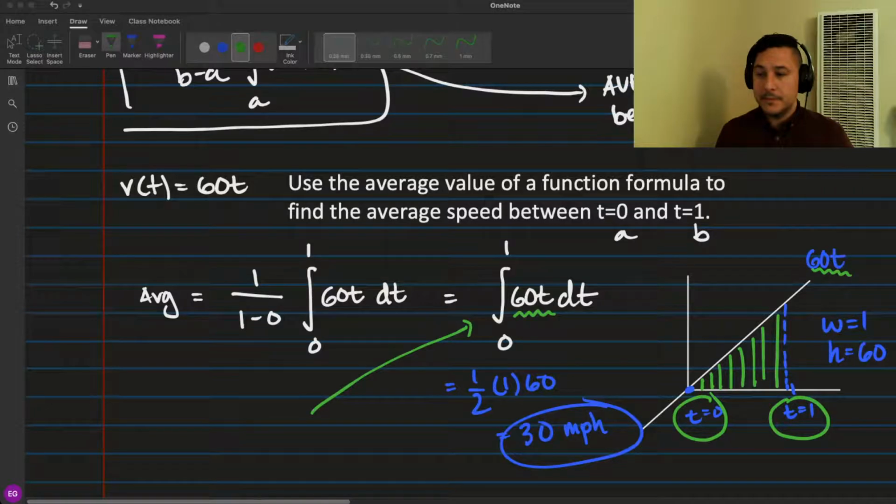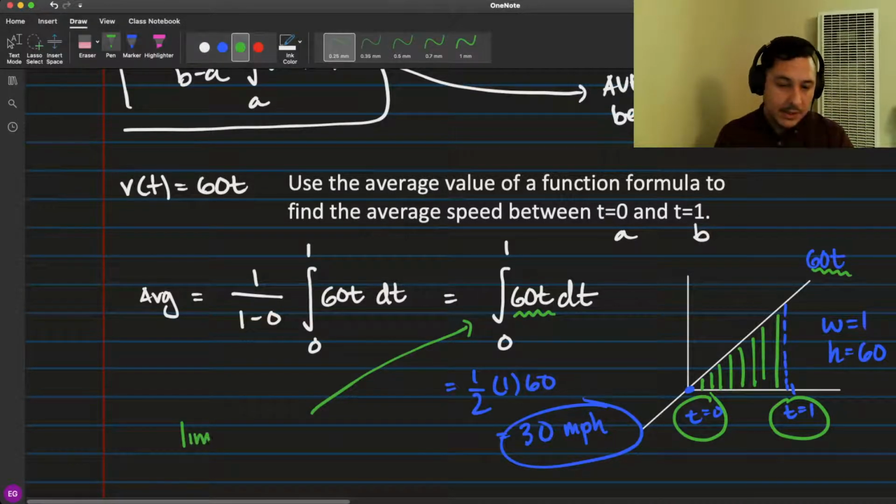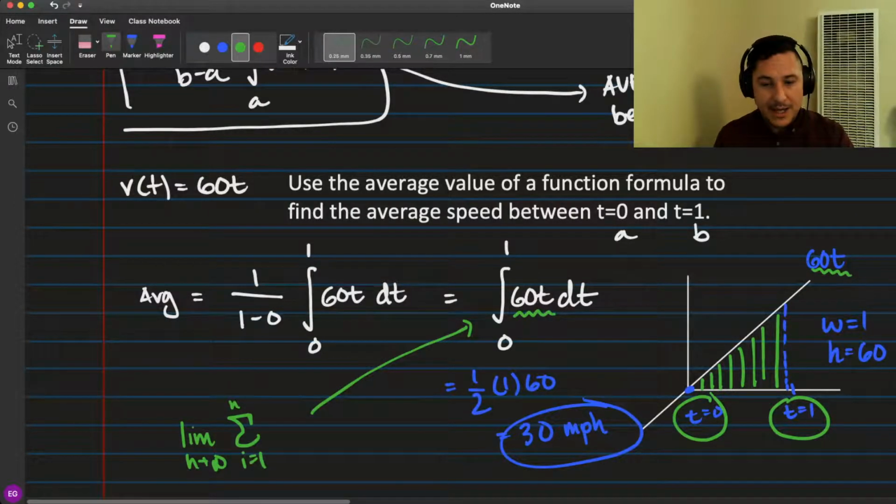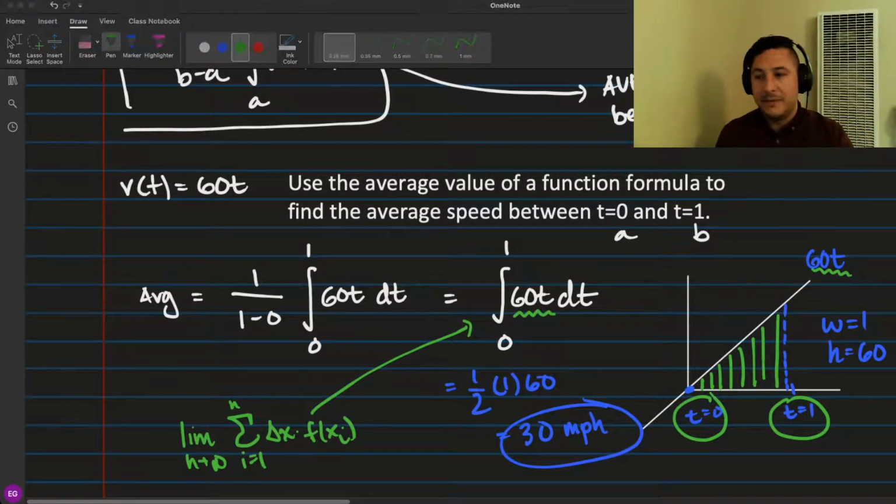Yeah, you would have to go and set up the limit as n goes to infinity of sigma i equals 1 to n of delta x times f of xi. And you'd have to figure out what your delta x is going to be. You're going to figure out what your xi is and plug all that in. It would take forever.